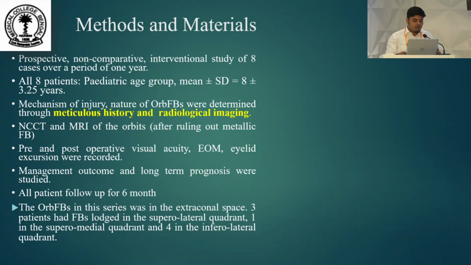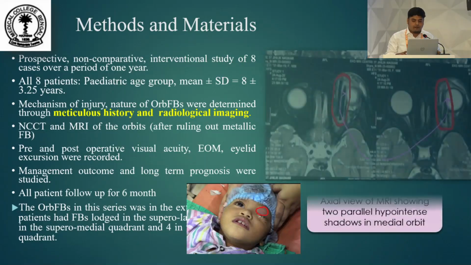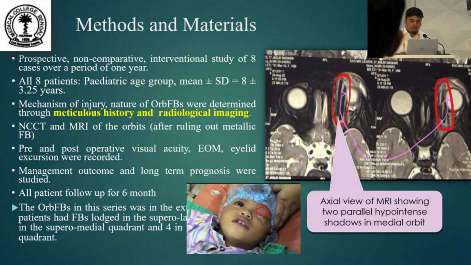In this series, the orbital foreign bodies were all in the extraconal space, with 3 being in the superolateral quadrant, 1 in the superomedial quadrant and 4 in the inferolateral quadrant. Here we can see one such patient with an orbital cellulitis following an intraorbital foreign body in the superomedial quadrant of the left eye. The axial view of the MRI shows 2 parallel hypointense shadows in the medial orbit.